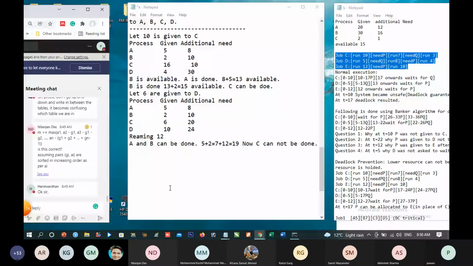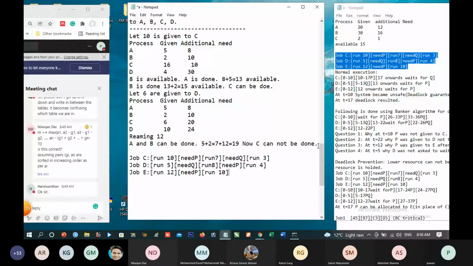Now, let us see this problem. What is the difference between deadlock avoidance and deadlock prevention? Suppose this situation has been given to you. Then, why the deadlock takes place? The deadlock takes place because of the cyclic wait. What will happen under these circumstances? Let us see what is going to happen under these circumstances.